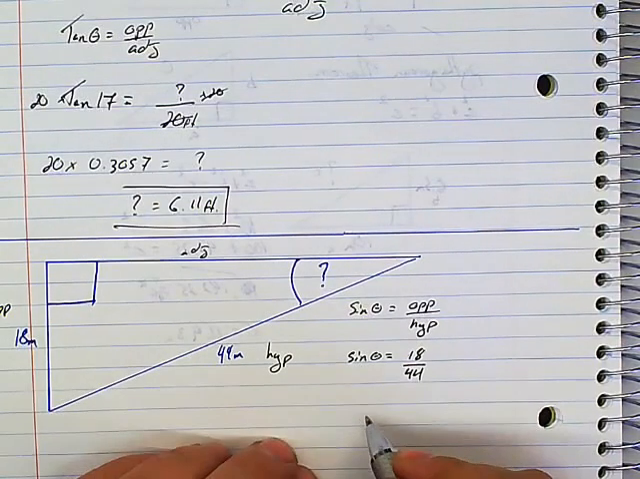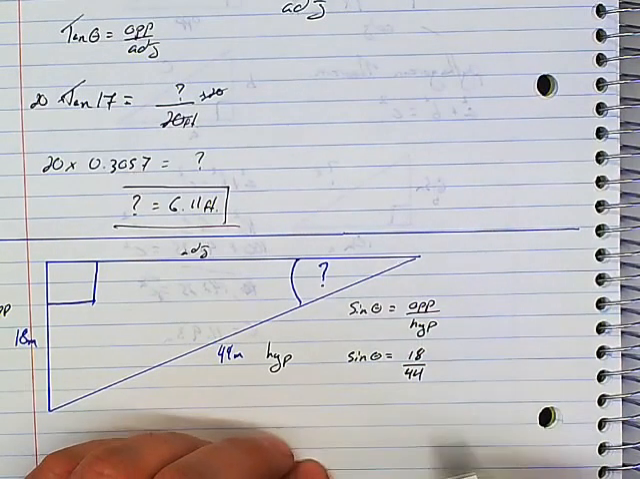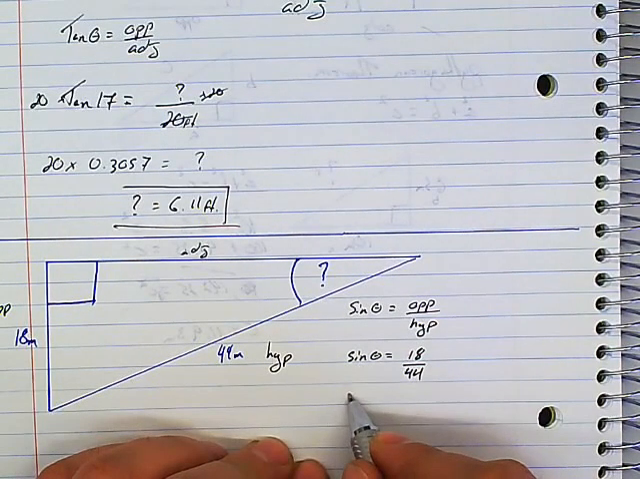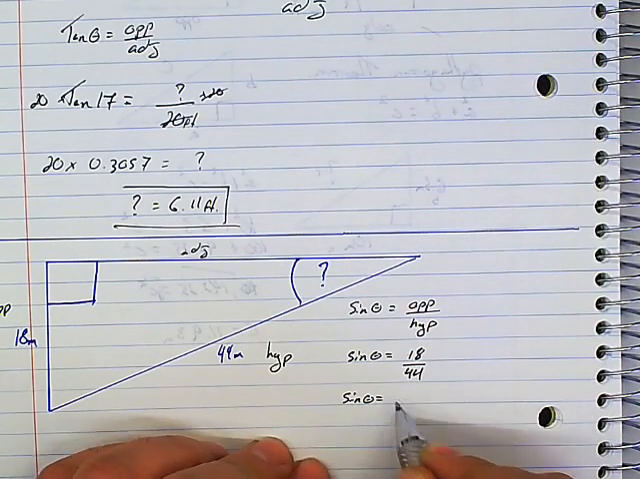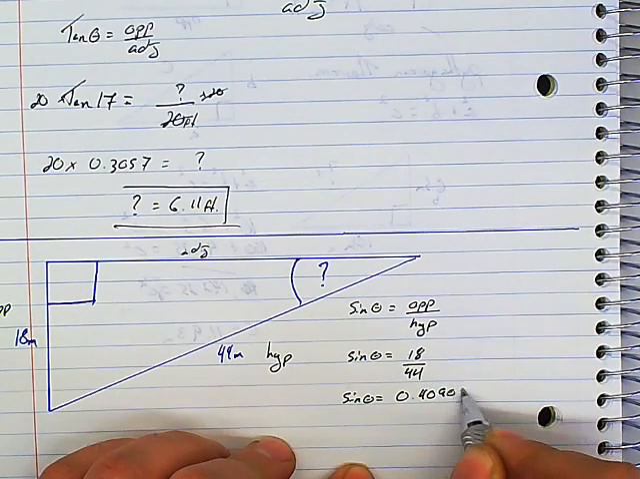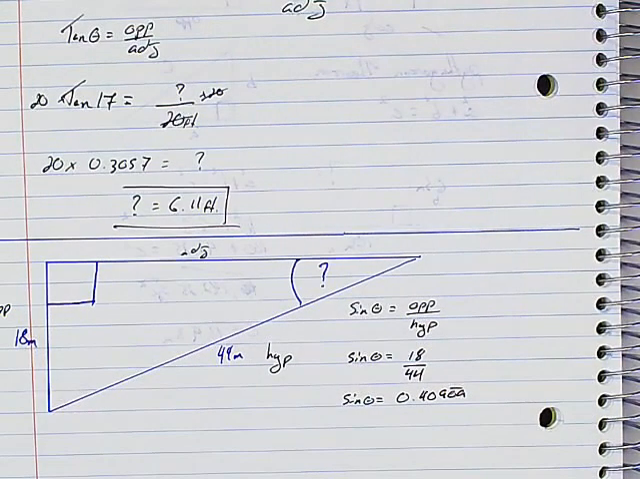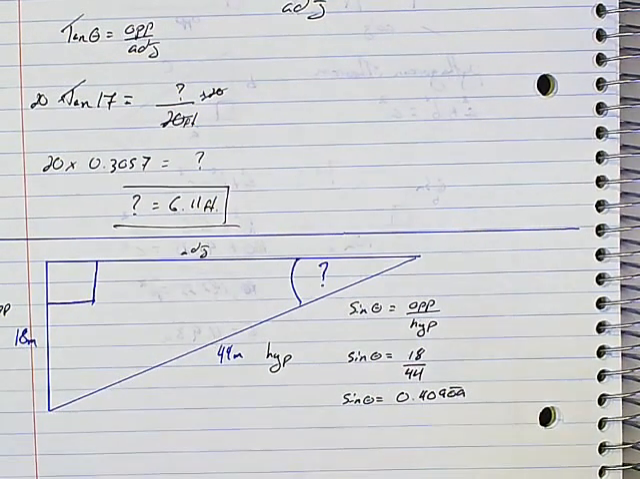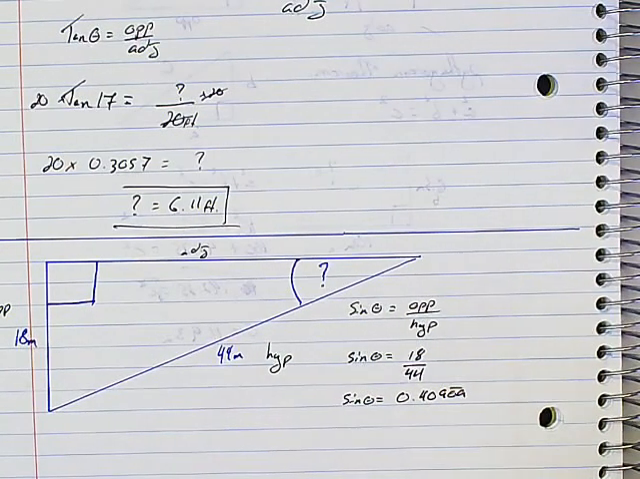Depending on your calculator, sometimes it's easier to go 18 divided by 44 just to get your number. The trick here is if you round it too soon, it could mess up your final answer. So sine theta equals, in our case, 0.40909 repeated. Okay.